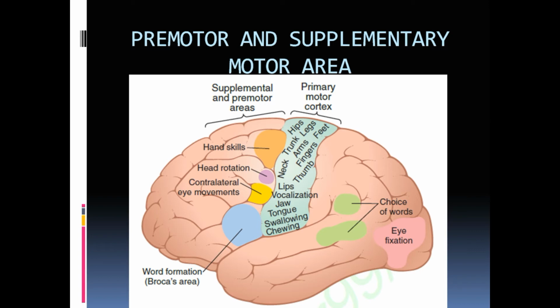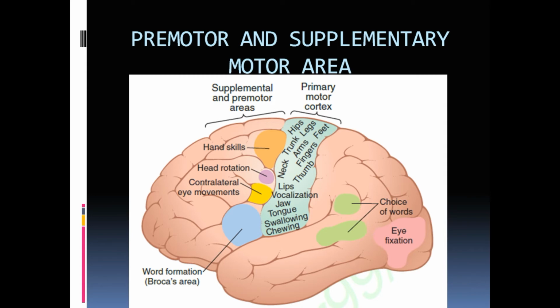In the premotor and the supplementary area lie their individual homunculus. That means the representation of various body parts that are present in the primary motor cortex will be present individually in the premotor area also and in the supplementary motor area also. These representations will be present individually in both these areas of their own. So that is the function of the premotor and supplementary motor area.